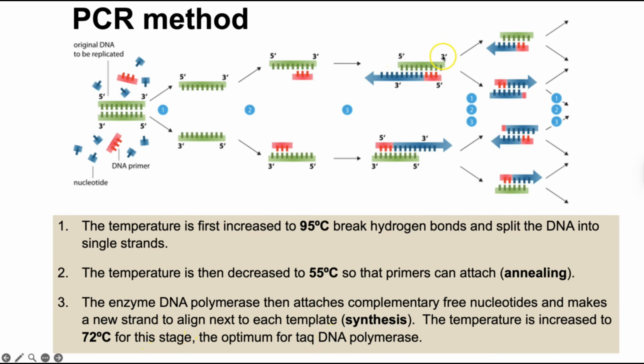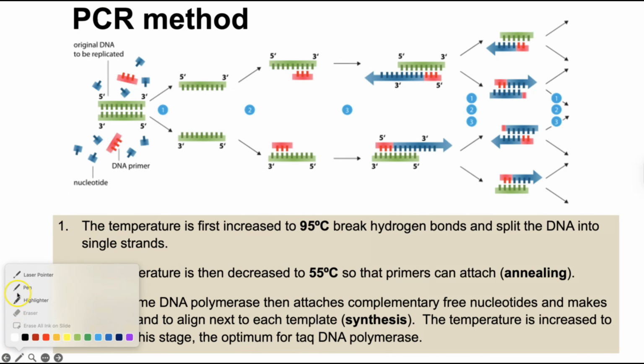The DNA polymerase is then going to catalyze the condensation reaction, forming all of those phosphodiester bonds between the adjacent nucleotides. And that is at 72 degrees C. You do need to know those temperatures as well as this process. And that process will then happen on repeat. So you can end up with a huge quantity of DNA very rapidly.